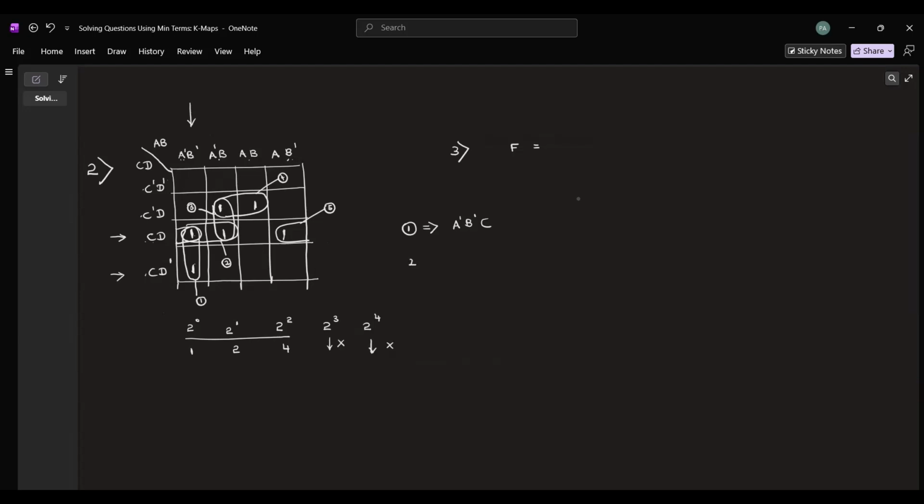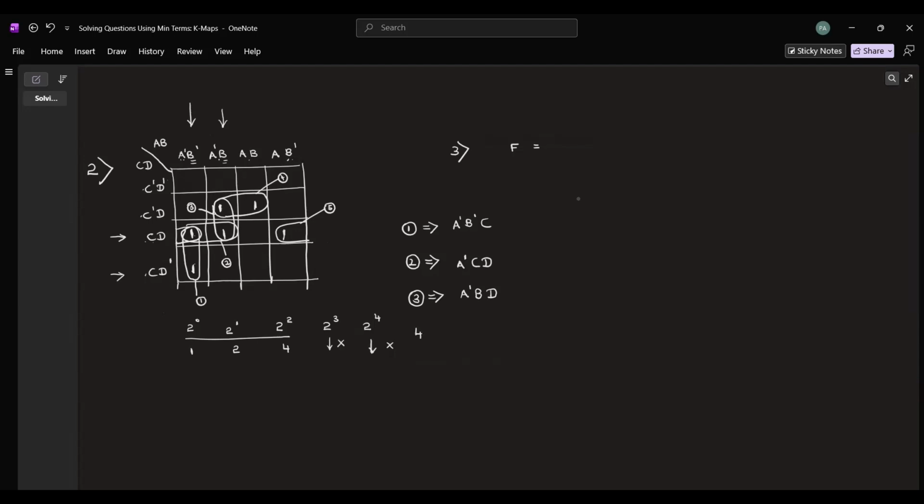Similarly, for the second group, if you think about it row wise, C, D are present. But column wise, A bar is present in both of them, but B and B bar are present, so they cancel out each other. Similarly for the third one, if you consider column wise, A bar, B is present. But row wise, D is present, but C bar and C are present, so they cancel out each other, so only D will come.